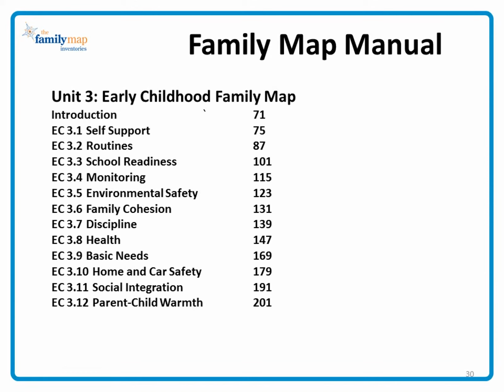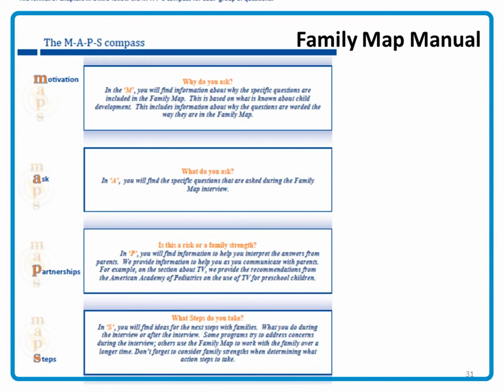Unit 3 of your manual goes over each of the 12 sections of the Family Map. In Unit 3, for each section, you will find the motivation for asking the questions, information on partnering with the family, and steps for partnering with the family. Unit 3 uses a MAPS acronym. M is the motivation, A is the ask, it shows a picture of exactly the question that you're asking. P talks about partnering with families, and steps talks about steps you can take to partner with families. Let's look at an example.